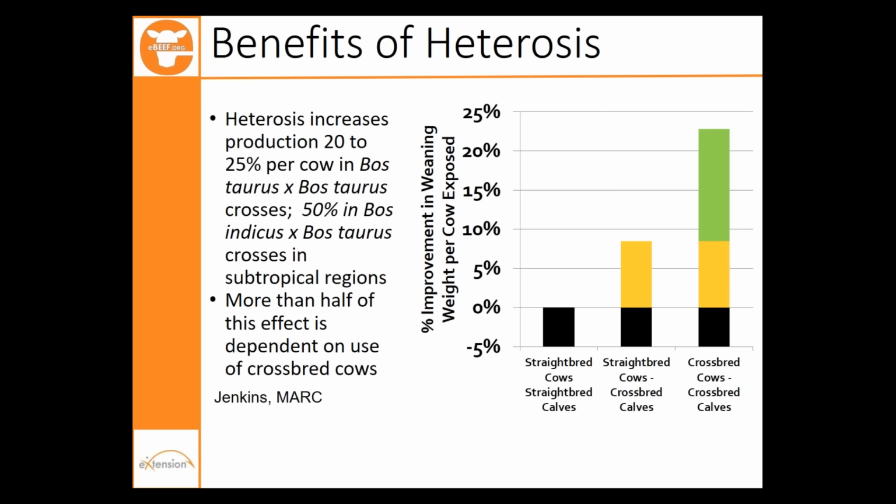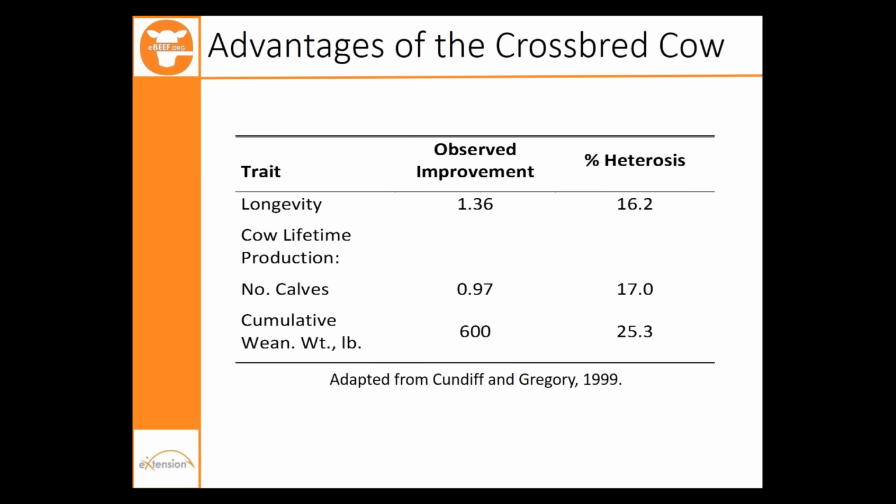Okay, so some of the individual numbers that go behind this, I think are interesting and really point us to where those improvements are coming from. So if we look at some of the other pieces of information that contribute to that overall improvement in weaning weight per cow exposed, longevity: crossbred cows in the same environment as their straight bred counterparts last about 1.25 years longer in the production cycle. They have about 1 calf on average more than their straight bred counterparts.